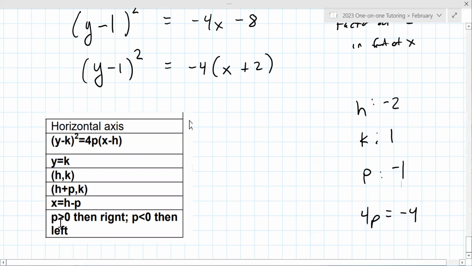Now I don't remember this. If p is greater than 0, then right. If p is less than 0, left. It comes out of this other stuff, but you may want to remember that. It's up to you.